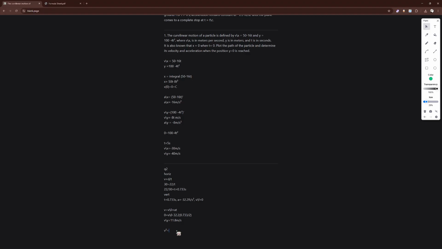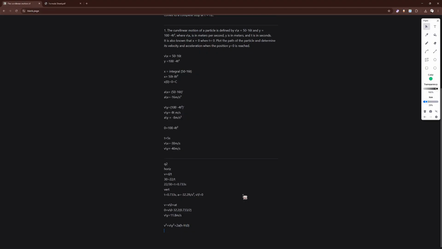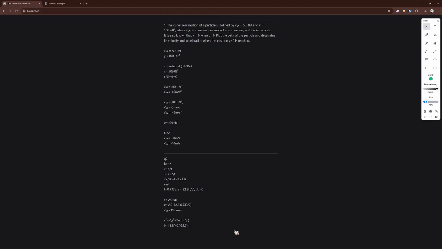V squared is equal to Vy squared plus 2a, and then it's going to be h. We're using h in this case for notation. h minus h naught. Plug in the things that are 0. So you have 0 is equal to 11.8 squared plus 2 times negative 32.2 times h, just like that. Calculating for h is going to be pretty easy, and you're going to end up with an answer of h is equal to 2.16 feet.